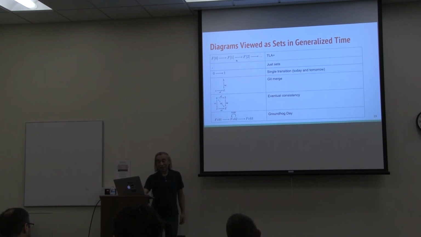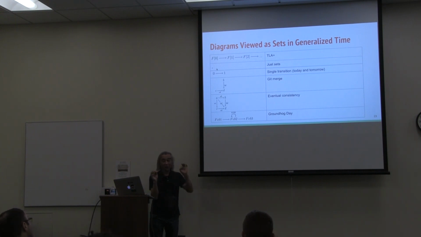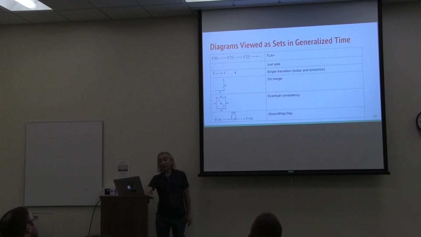So one is TLA plus, when the time is 0, 1, 2, and so on, natural numbers. Another one is just sets, no time, just one moment in time. A single transition when we have 2 moments of time, yesterday and today, or today or tomorrow, depending on how optimistic we are. And we have 2 sets, like before and after, and the transition. I believe James Douglas was talking about this at 2 p.m. today with these transitions.